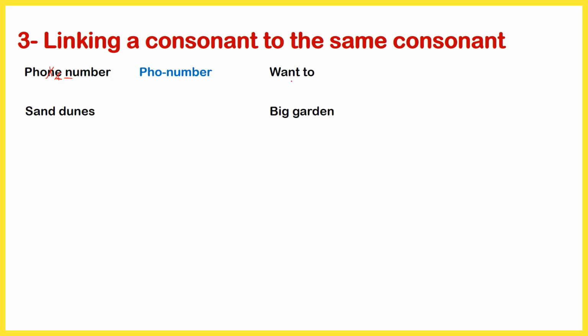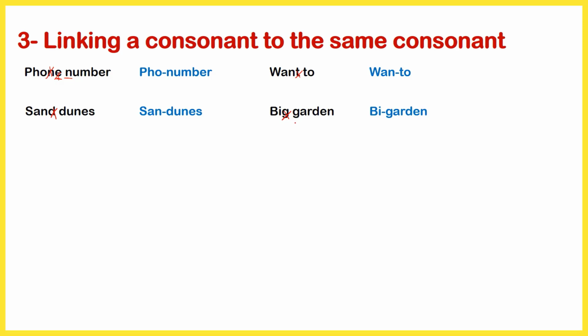Second example, "one two." We cross out the first T sound. "Sand dunes." We don't repeat the D, we say "sand dunes." "Big garden." We pronounce only one G sound.